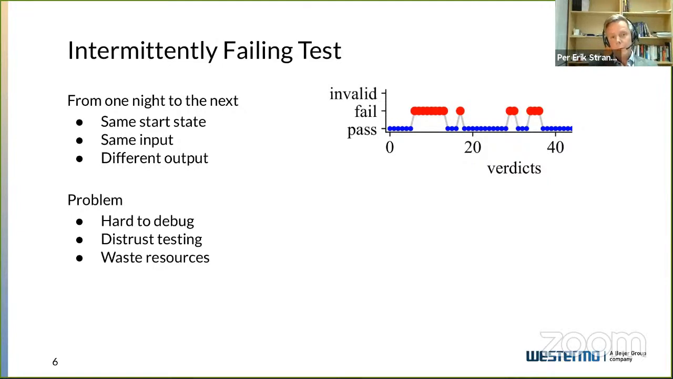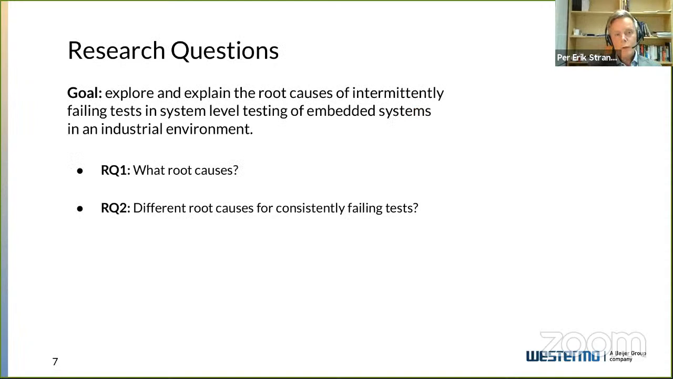But this is a tough problem. These test cases are hard to debug, they can lead to distrust in testing, and we waste resources. So we want to explore and explain the root causes for these intermittently failing tests in our domain. What are the root causes, and are these root causes different when compared to consistently failing tests? So that's the context and research goal.